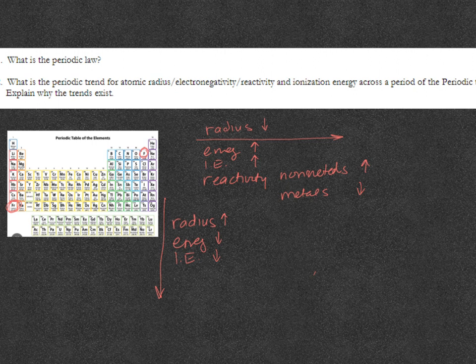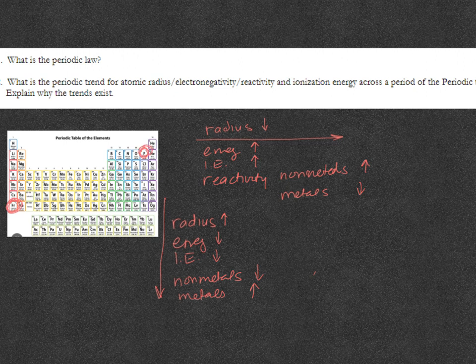Your reactivity for the nonmetals is going to decrease as you go down a group. For your metals, it's going to increase as you go down a group. So remember, most reactive metal is francium, most reactive nonmetal is fluorine.